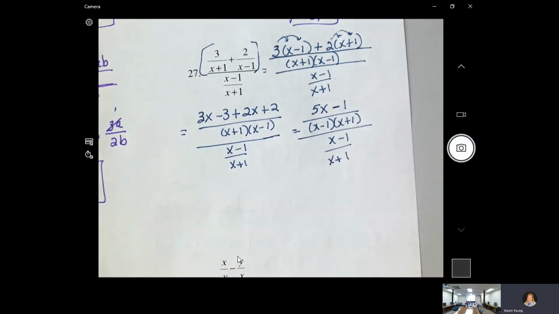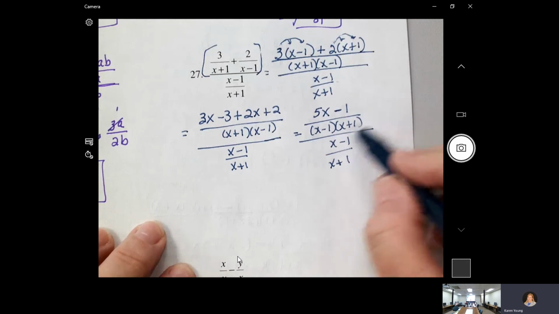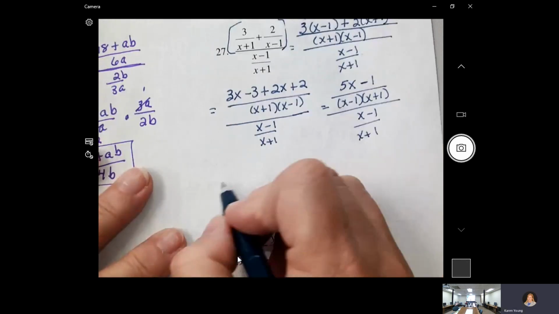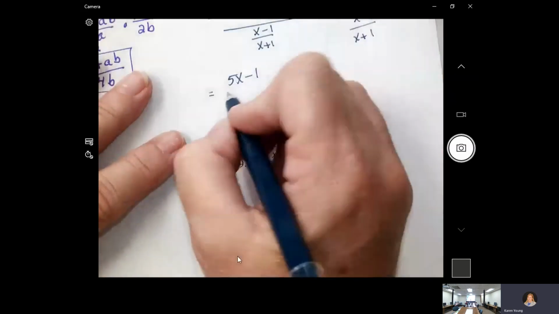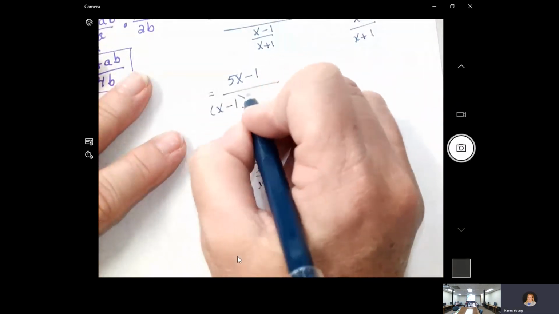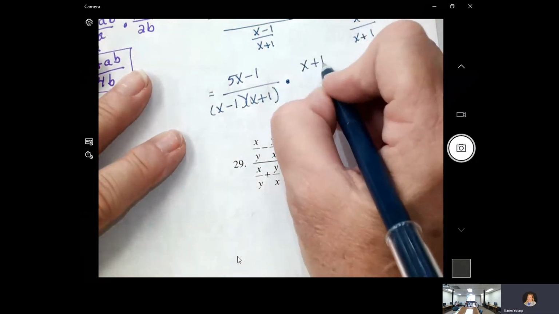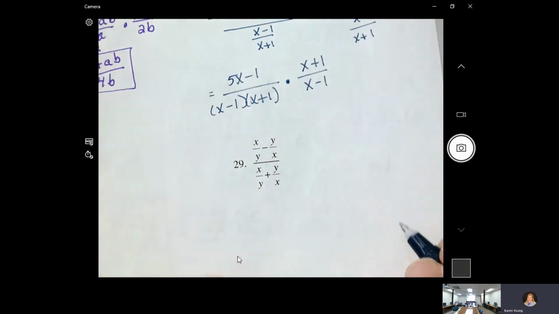Now, is any of that hard? Time consuming. Exactly. Time consuming, a lot of steps, a lot of room for error. But I mean, it's stuff that we've done, right? Yeah. Nothing really new. I'm not going to do anything new here. I'm still going to keep this top fraction. Still going to flip the bottom fraction. So I have 5x minus 1 over the x minus 1, x plus 1. And then flip the bottom one, so I have x plus 1 over x minus 1.